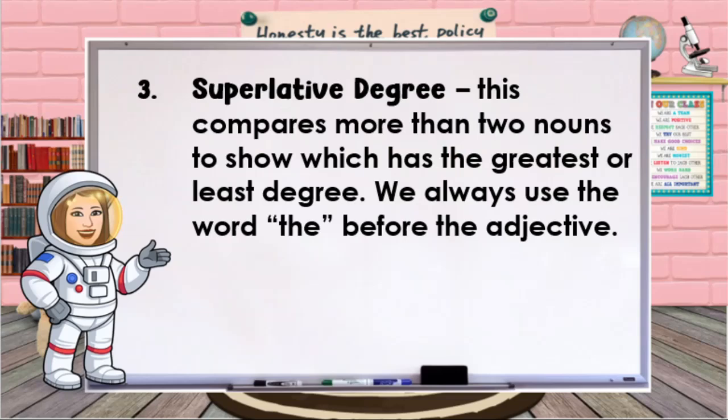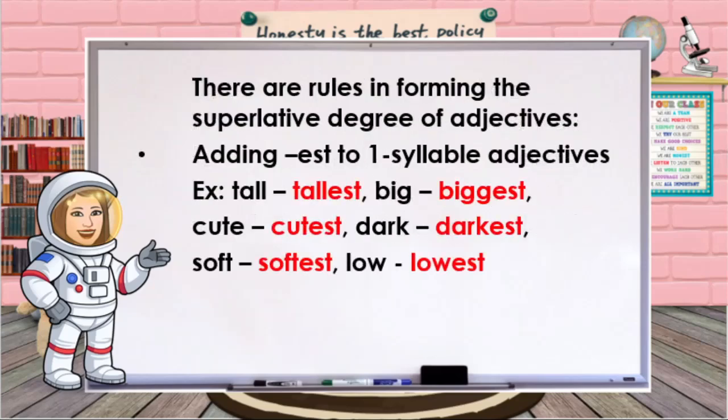The last degree is the superlative degree. This compares more than two nouns to show which has the greatest or least degree. We always use the word "the" before the adjective.